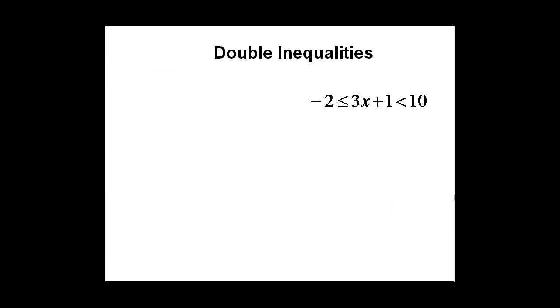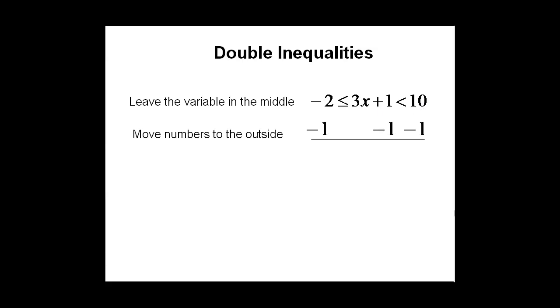Now, if it's a double inequality, I just work on all 3 pieces. I'm going to take this 1 and move it to the left and the middle and the 10 by subtracting from all of them. So subtract 1 from the negative 2, 1 from the middle, and 1 from the 10. So it gives you negative 3, 3x in the middle, and 9. Then divide everything by 3 because you want x in the middle.